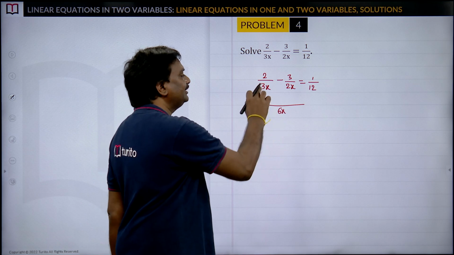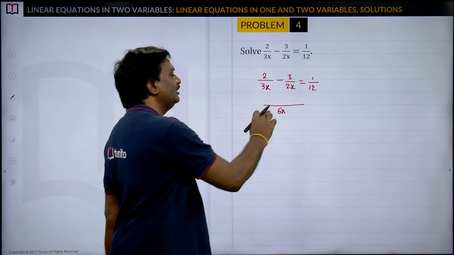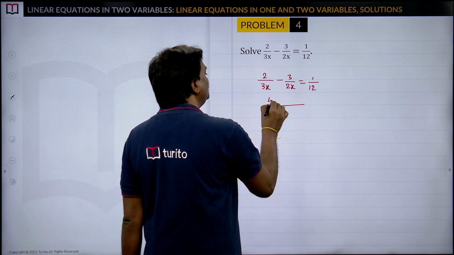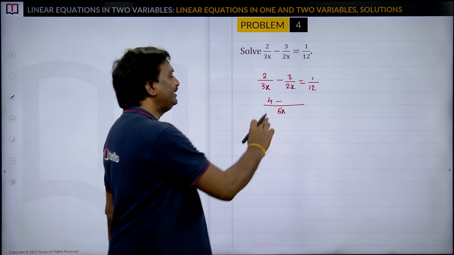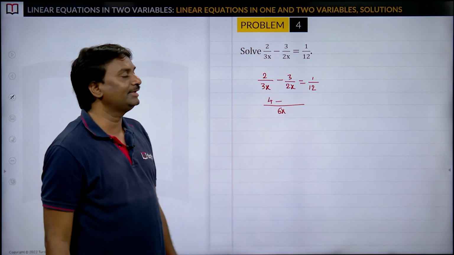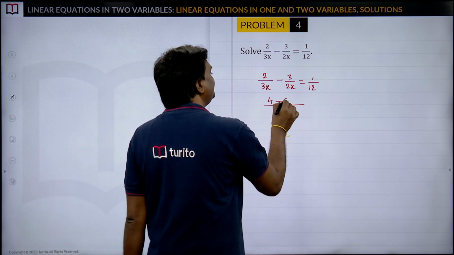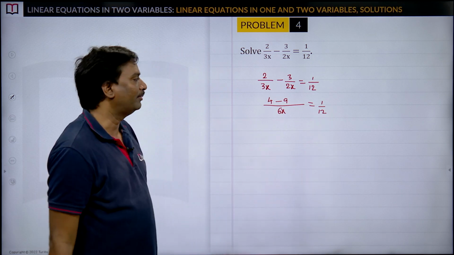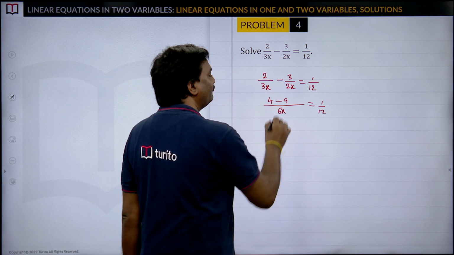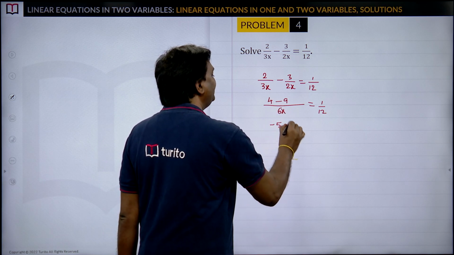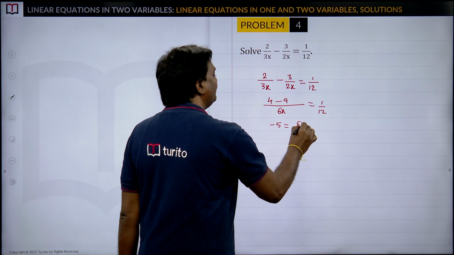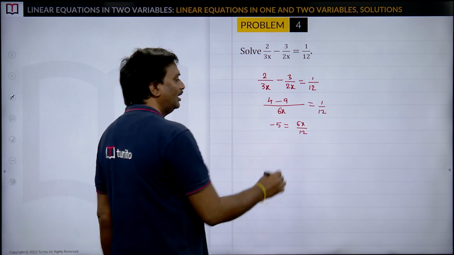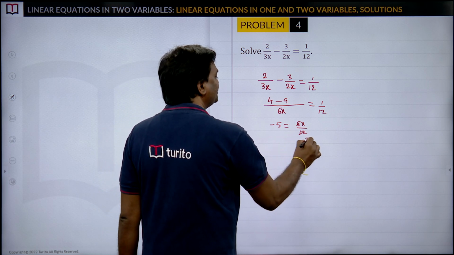By dividing 6x by 3x, x and x get cancelled, and 6 by 3 is 2 times, so the numerator is 2 into 2, which is 4. Minus, dividing 6x by 2x, x and x get cancelled, 2 threes are 6, 3 threes are 9, equal to 1 by 12. So, from this we can write 4 minus 9, which is minus 5, equal to, by cross multiplying, 6x by 12. We can cancel 12 by 6, 2 times.